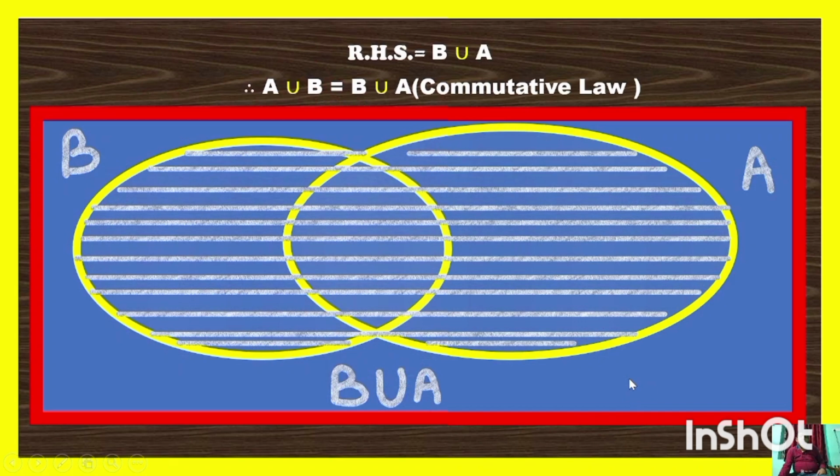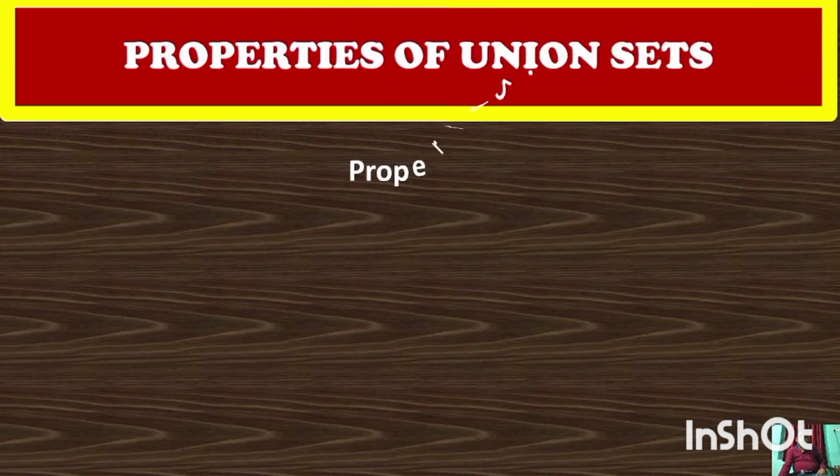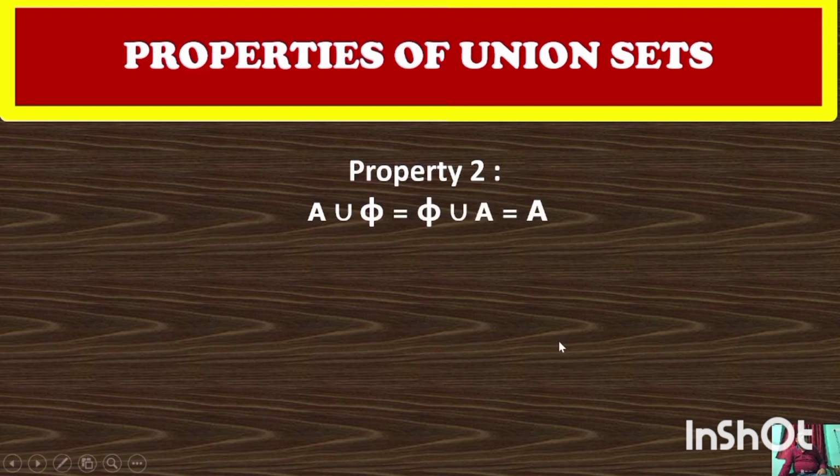Look, A union B is equal to B union A. Here, B union A, right? So, the next property of the union set, an important property. Property number 2, very simple: A union phi is equal to phi union A, which is A. It means if you take the union of any set A, a non-empty set, with phi, the null set, the union of the non-empty set and the phi set is the set A itself.